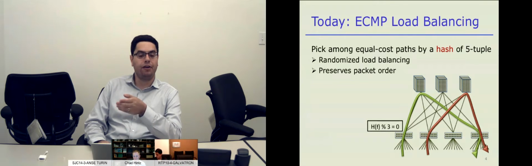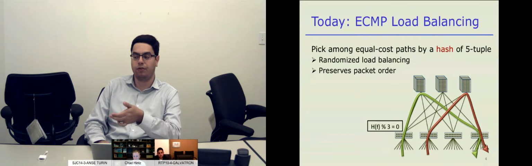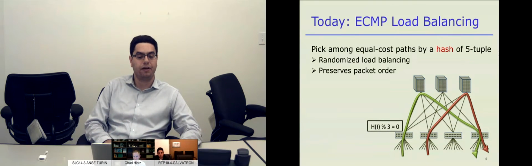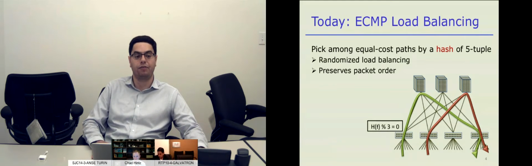And what's good about it is that it does this while preserving packet order. So the packets within a flow won't get reordered because they all take the same path. And that's important for things like TCP traffic, because TCP could get confused by packet reordering and think that it's a sign of congestion in the network.